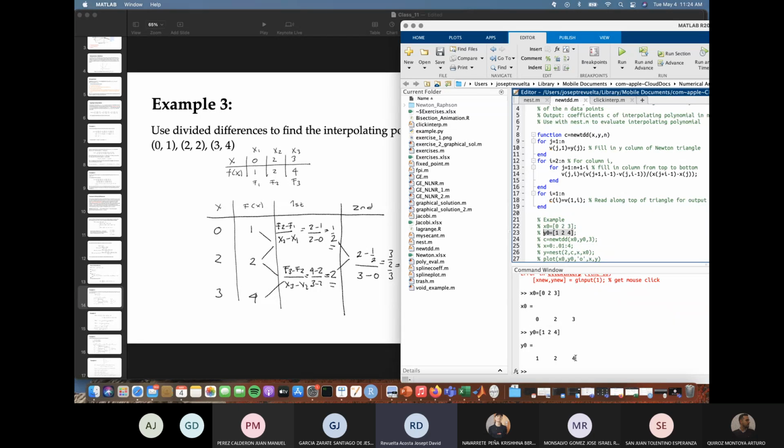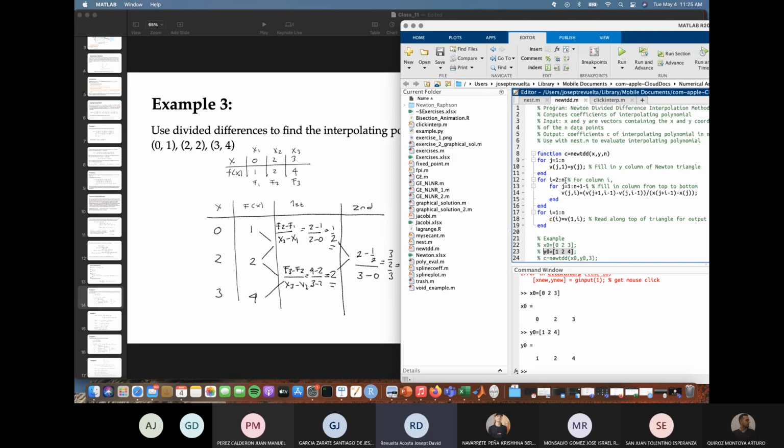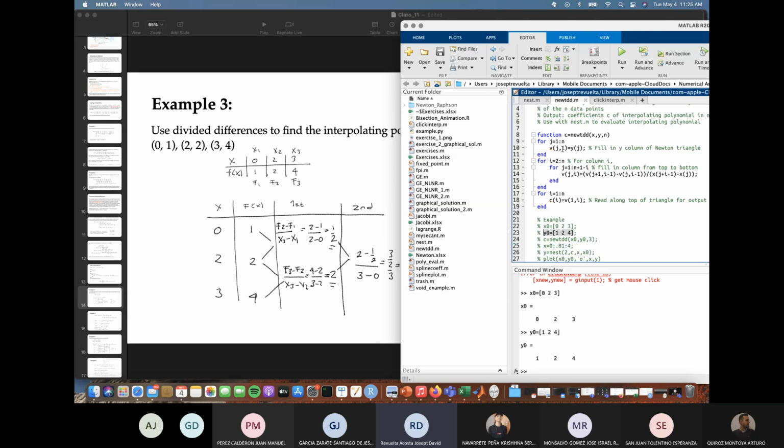Okay. And then I apply the Newton divided differences model that I already did. It's here. You see that this is actually the first for loop and the second for loop. And then I use the way to evaluate the values. So I'm just going to do the Newton method here.